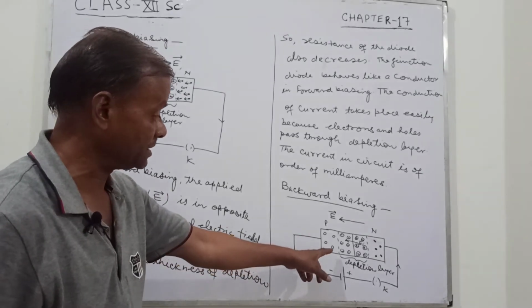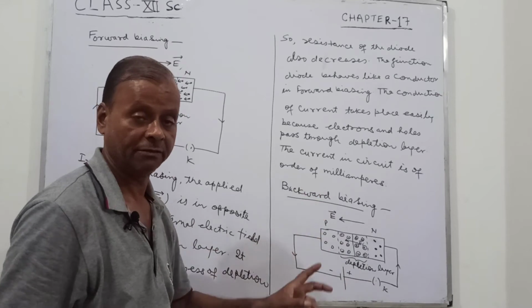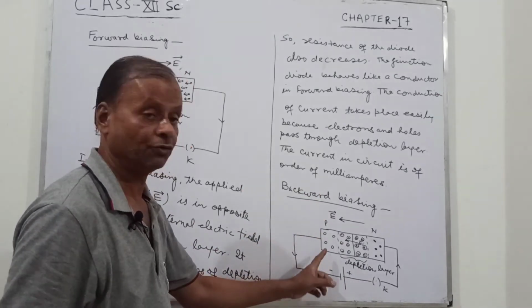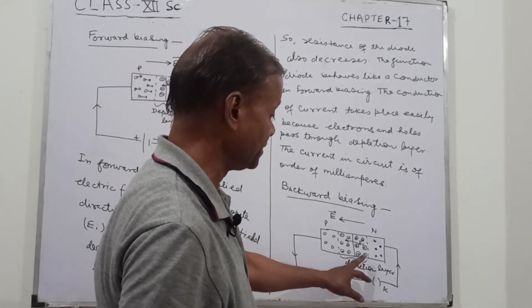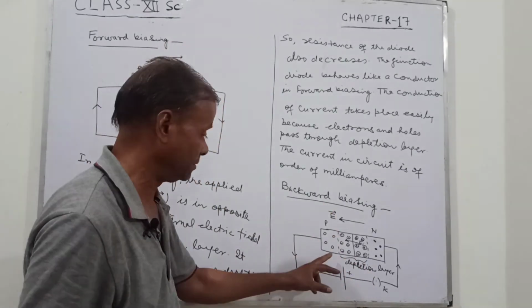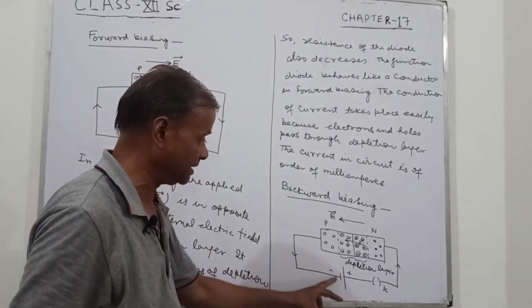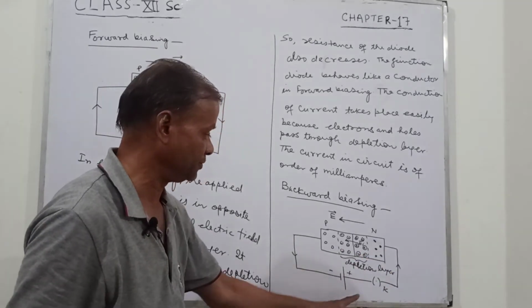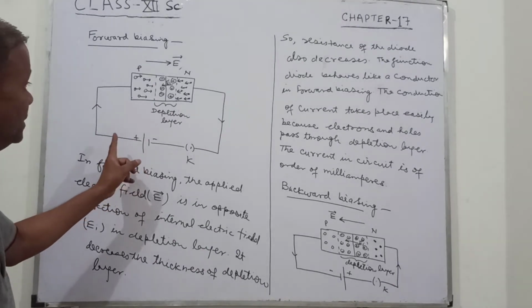So in this case, there is no free electron and hole in this depletion layer. So almost the current is zero initially. When the voltage is increased, then after some definite voltage, there is flow of current in the circuit. This current that flows in the circuit is just opposite to the current that we have in the forward bias.